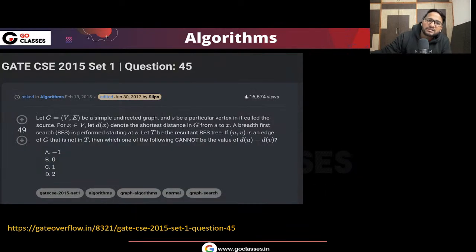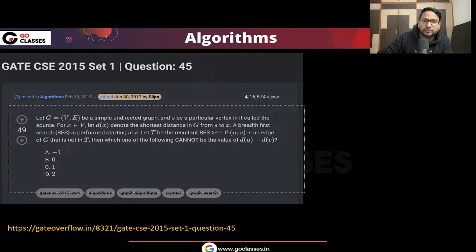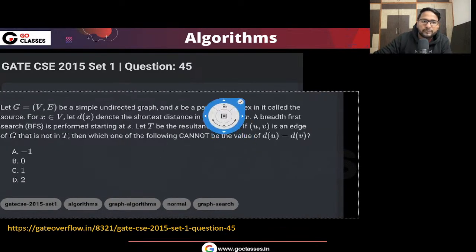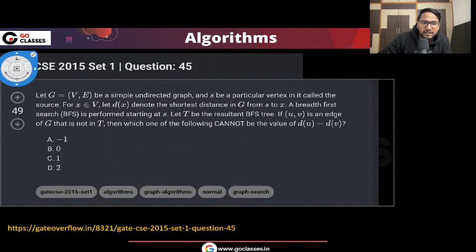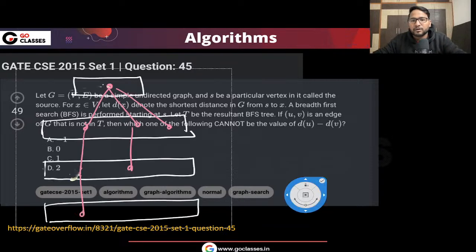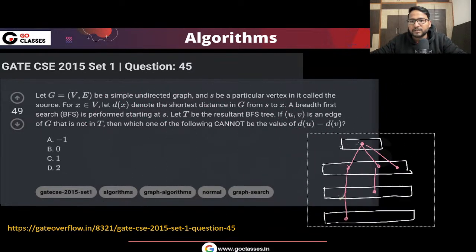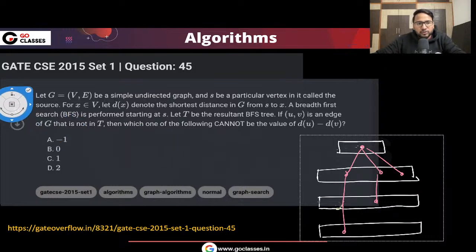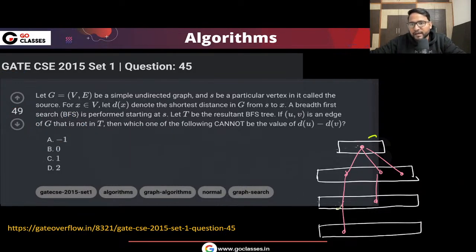Now let's answer this question which was asked in GATE 2015. Let's see what they are trying to say. Now you should be able to answer this very interesting question. They say let G be a simple undirected graph, and there is a particular vertex called the source. So you have some undirected graph. Let me draw the layers if that is required. Then they say you start with some source, let's suppose this is some source S, right?